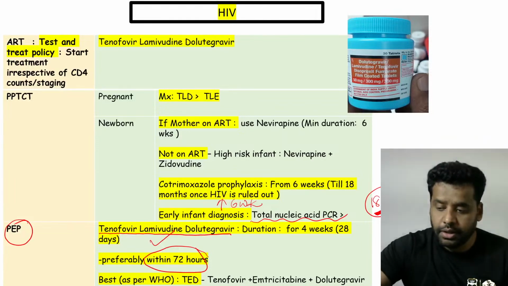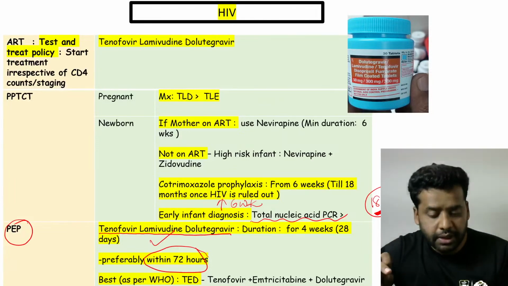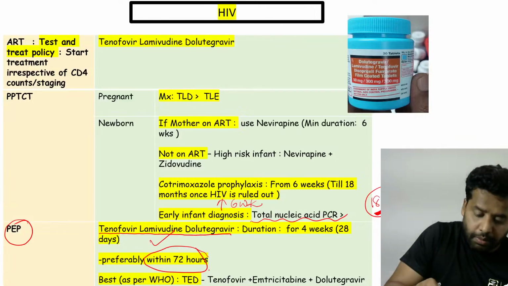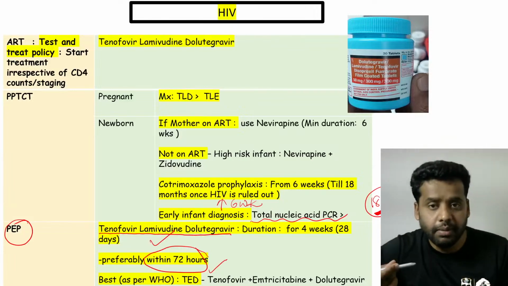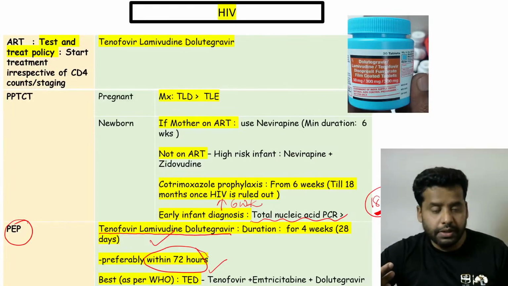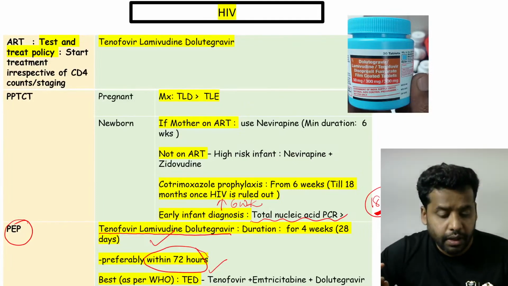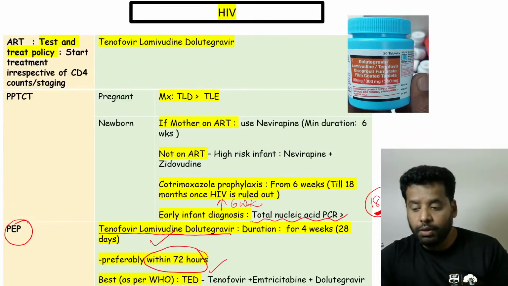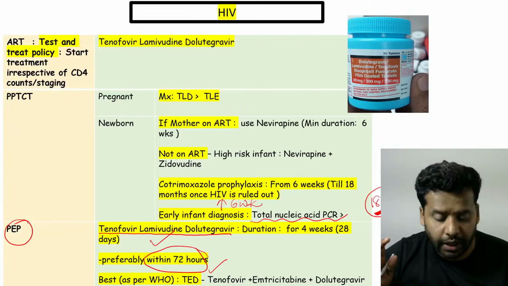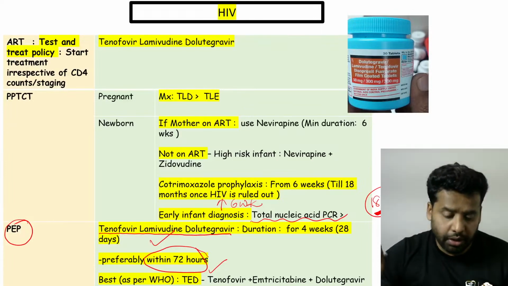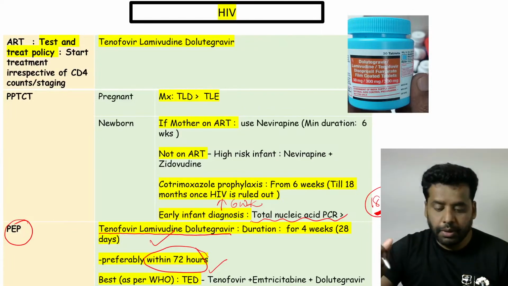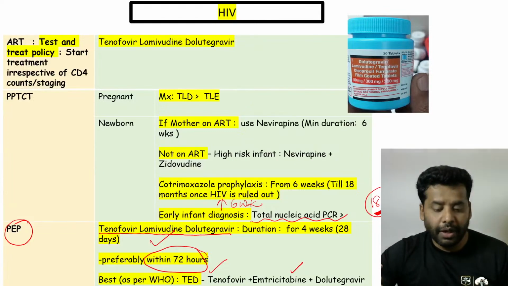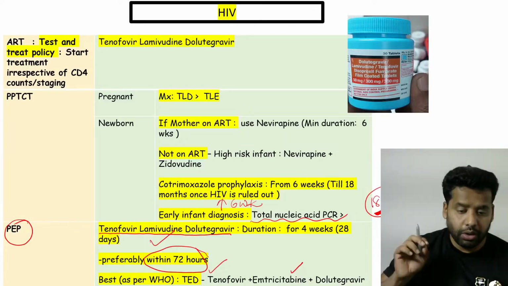TED combination. Tenofovir, emtricitabine and dolutegravir. This is the best combination as per WHO. See the words in the exam. Depending on the words you have to answer. In India we follow TLD, but as per WHO, the best combination, if they ask, is TED combination. Tenofovir, emtricitabine. You make mistakes here. Highlight this word. Emtricitabine and dolutegravir.